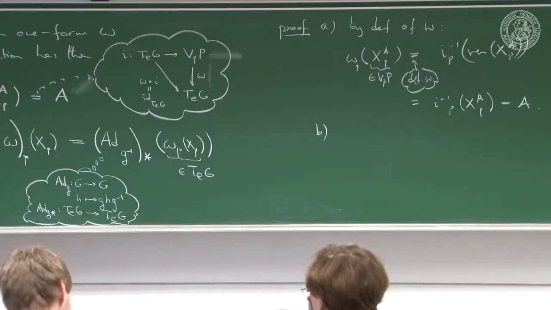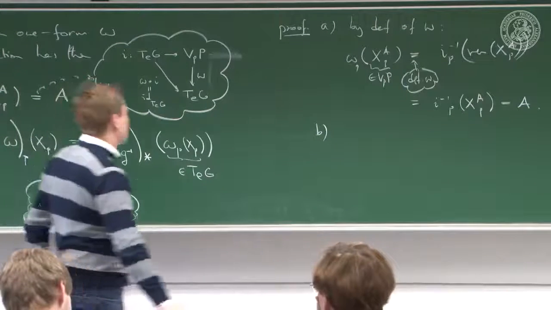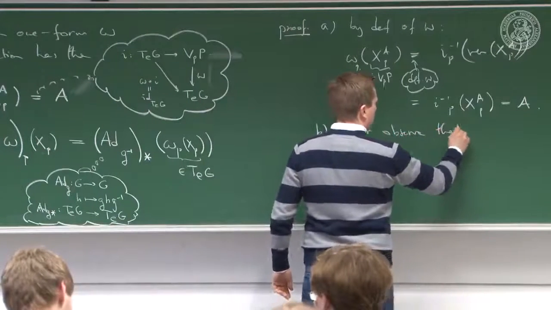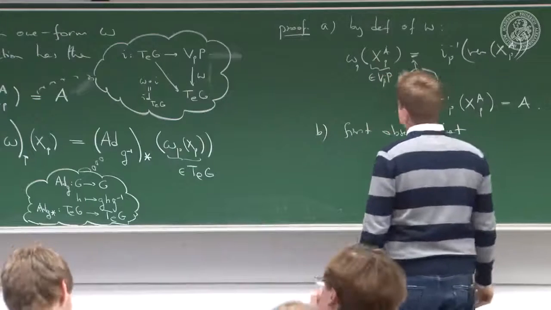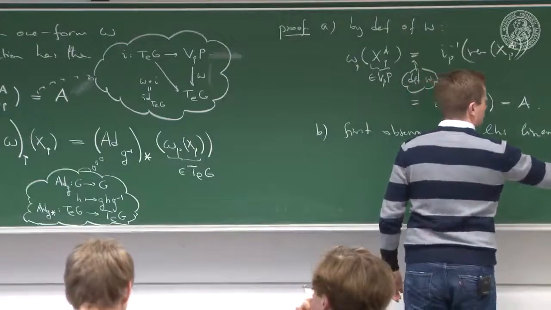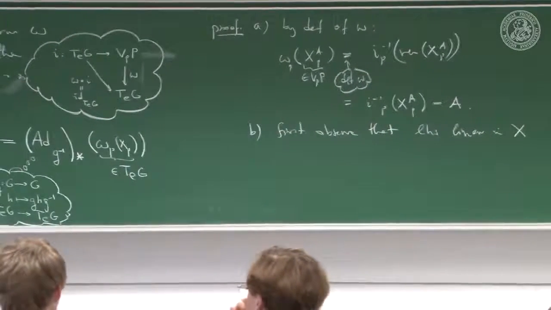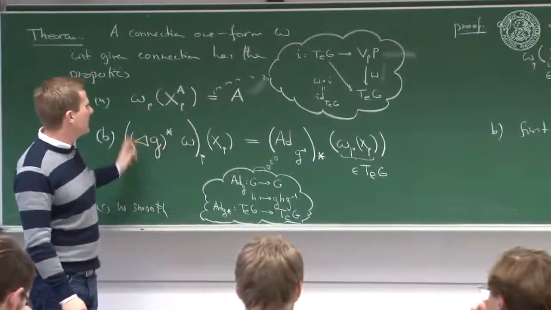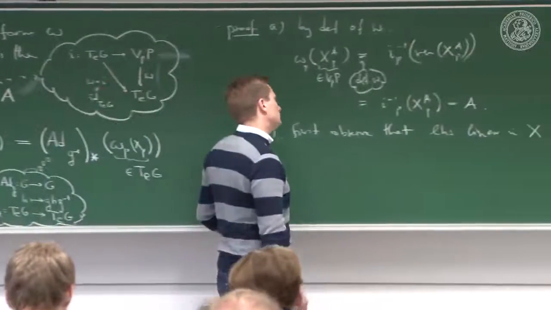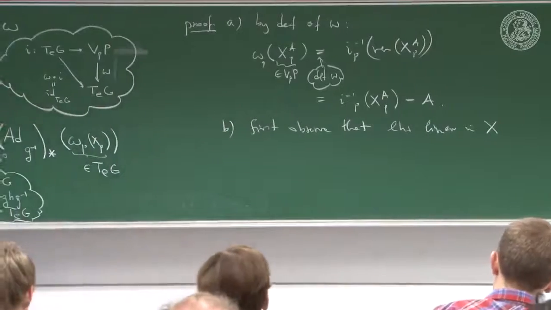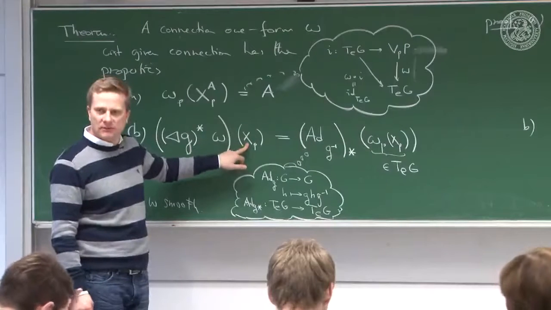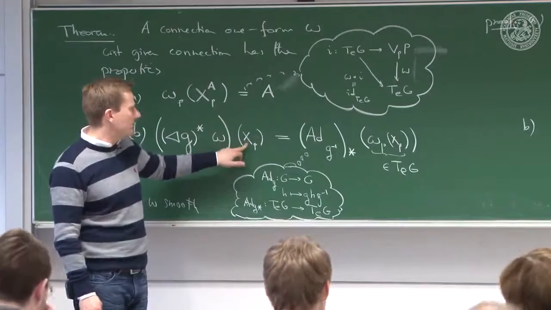Now let's look at this beast, and we first observe that the left-hand side is linear in X. So in this slot here, why is that? Well, this is a one form. This is the pullback of a one form. You get a one form. A one form is a linear map. So that means we can prove this by decomposing this X_P into a vertical part and a horizontal part, and we prove it for horizontal X and vertical X separately.